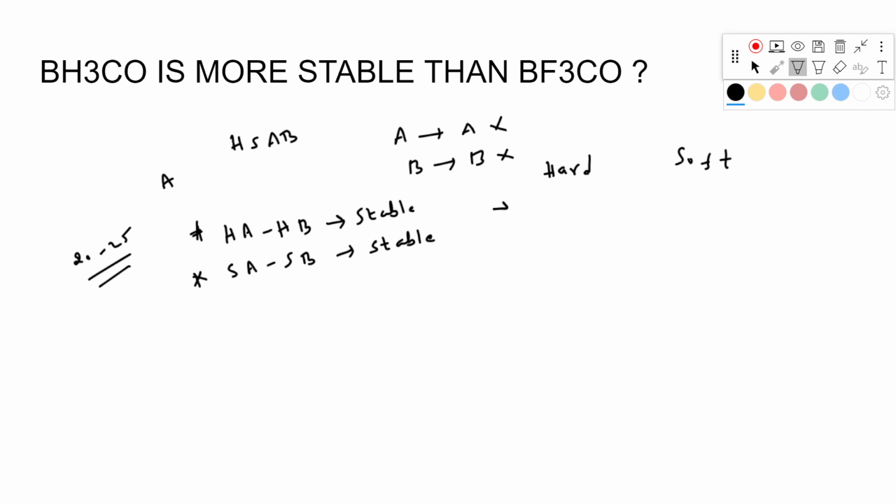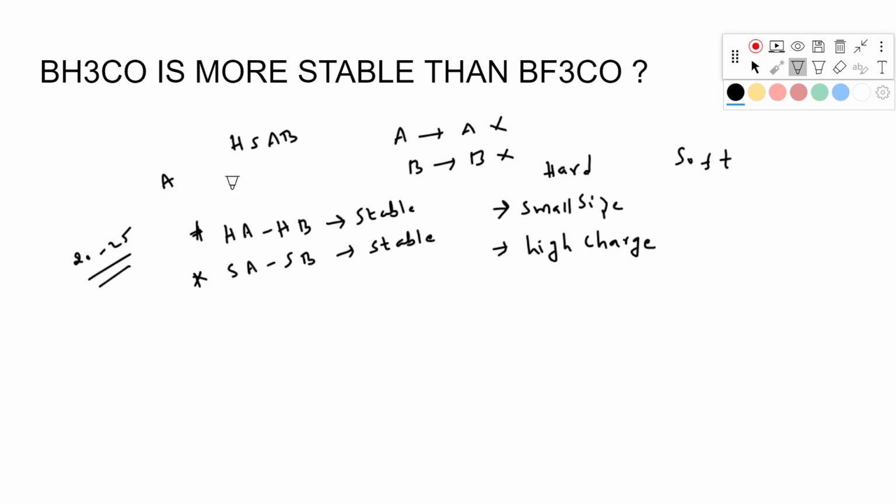The first point in the hard case: what is hard? That is small size. So the first condition is small size. The species which has small size is the hard species. And whenever the size is small, that means high charge. Why high charge? Because whenever the charge increases, size decreases.